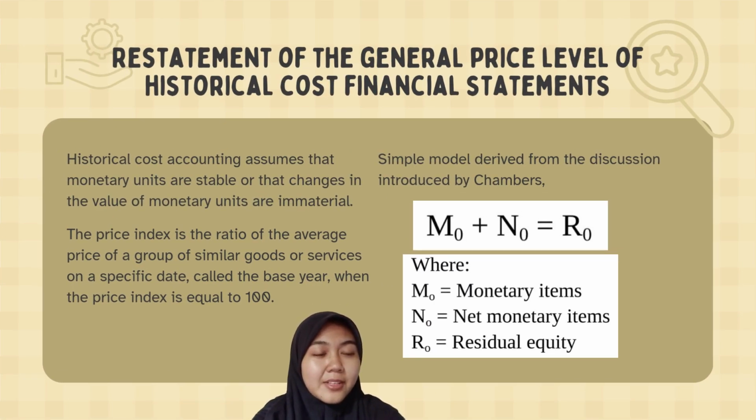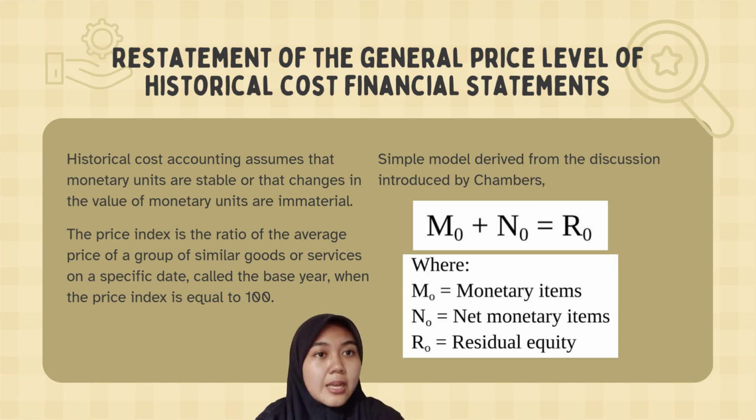Okay, the first material that we will discuss is the restatement of historical cost financial statements for the general price level. Historical cost accounting assumes that monetary units are stable, or that changes in the value of monetary units are immaterial. However, it is well known that the general purchasing power of the dollar has been continuously declining. Changes in the purchasing power of the dollar are measured using index numbers.